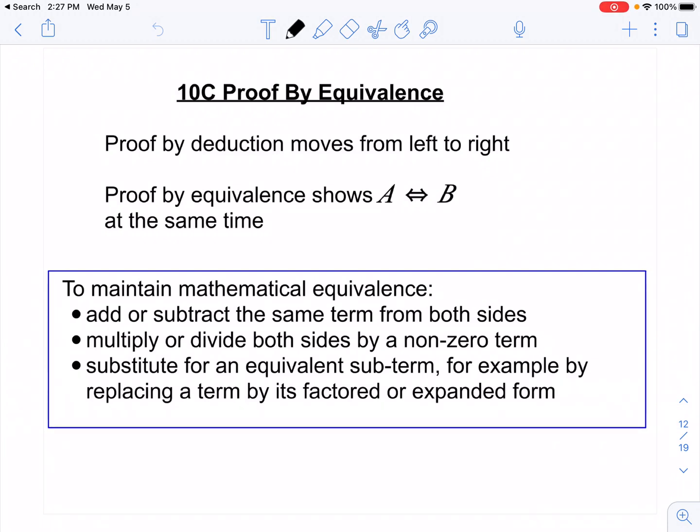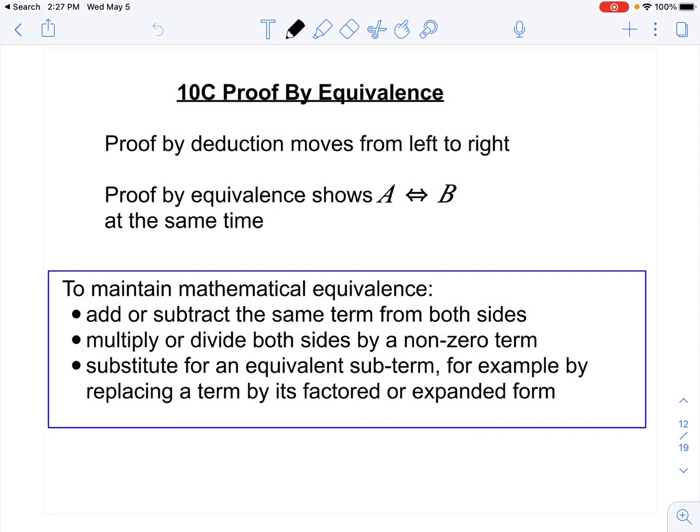All right, the next section, 10C and 10D. 10C is about proof by equivalence. Proof by deduction moves typically from left to right, and a proof by equivalence shows that A is true if and only if B is true at the same time.